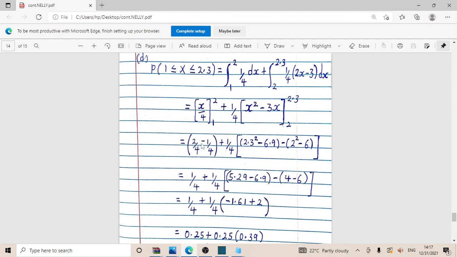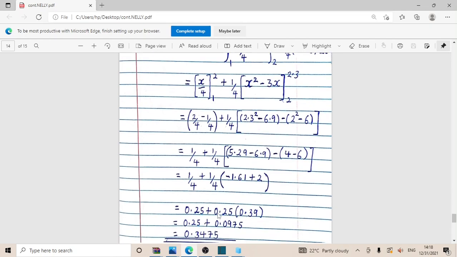So after doing that, with this, after me subtracting this, I'll get my 1 out of 4 plus 1 out of 4, and then I substitute, and this will give me 5.29 minus the 6.9 brackets minus, now this, all of this will give me a 4 minus 6. So this, when I close the brackets off, moving on to the next step, 1 out of 4 plus 1 out of 4. So this minus this will give me negative 1.61. Then minus a negative 2 here. Here I'll get a negative 2. So negative 1 times the negative 2 will give me a positive 2. So close brackets.